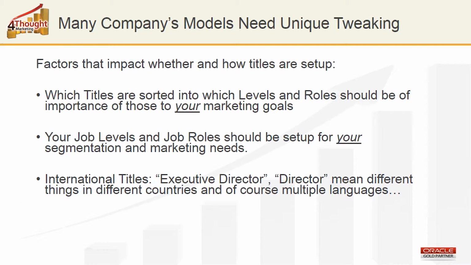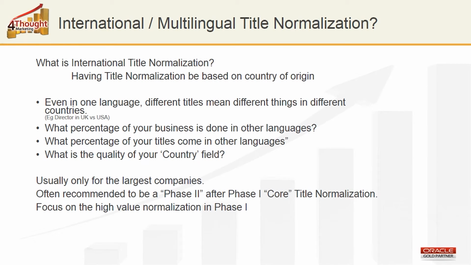When coming up with your title normalization model, you want to make sure you have your segmentation and your marketing goals in mind. If you need some help establishing them, Forethought Marketing can definitely help you in that arena. Also, if you require any sort of customization, for example, if you were to need international titles, we can also accommodate that as well. International titles become highly important because, for example, in the United States, people might be called CEO or president, whereas in the UK, people might be referred to as executive directors. International or multi-language title normalization is something that will definitely be of interest if your company caters to various regions or is a worldwide company.